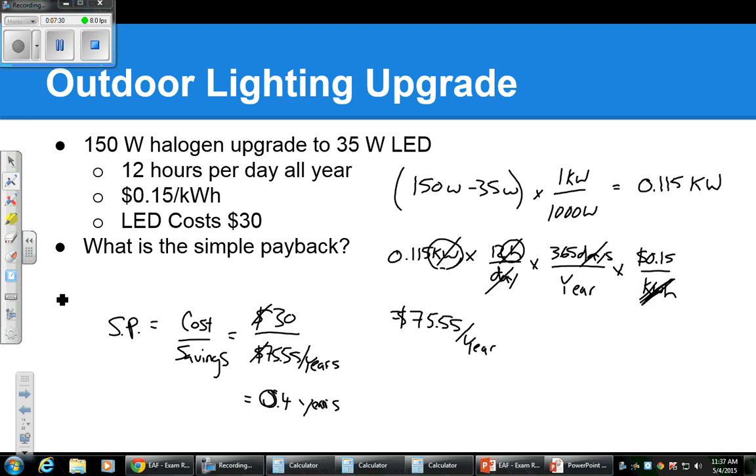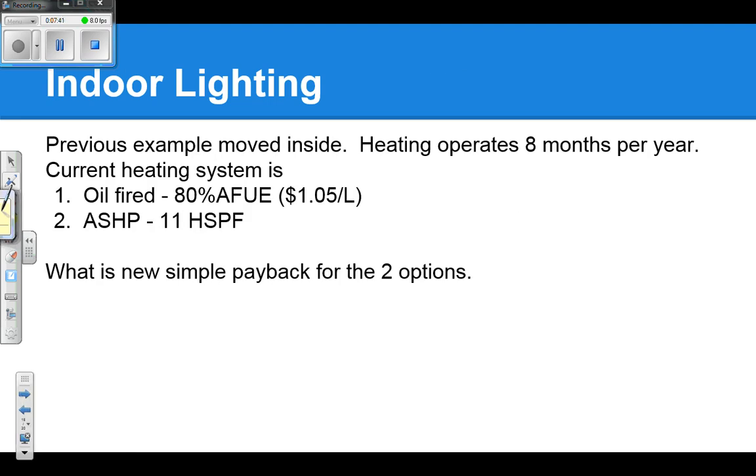Okay, so a couple key numbers here that we're going to take with us to the next slide: the $75.55 per year savings and the 0.115 kilowatts of difference, I guess we call it.